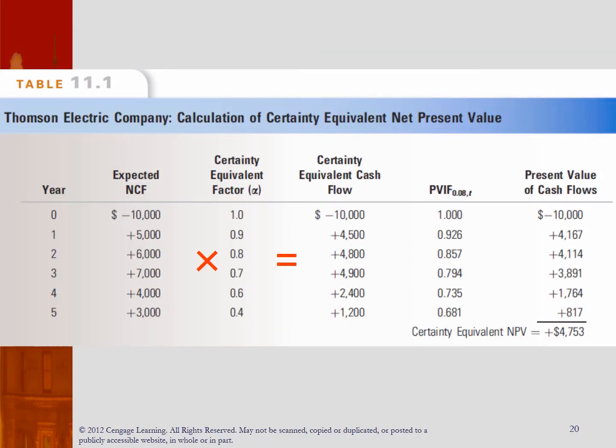This slide provides a numerical example of calculating certainty equivalent net present value. We multiply risky cash flows with certainty equivalent factors to obtain certainty equivalent cash flows. We then use certainty equivalent cash flows and risk-free rate to obtain net present value.